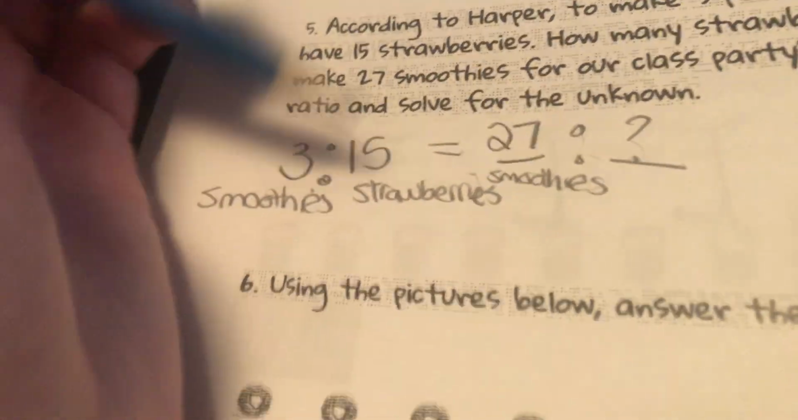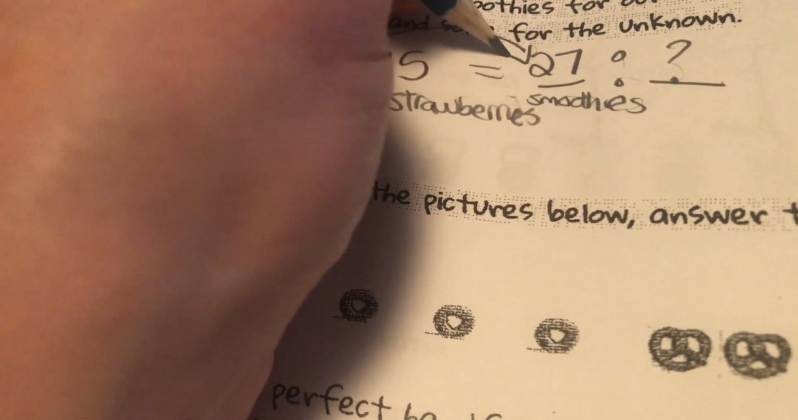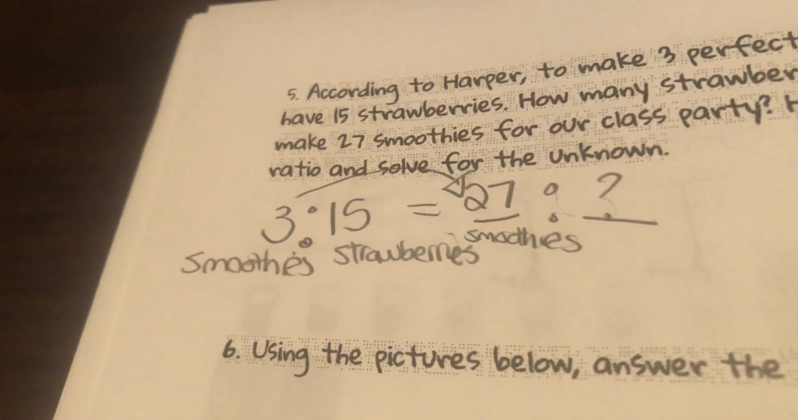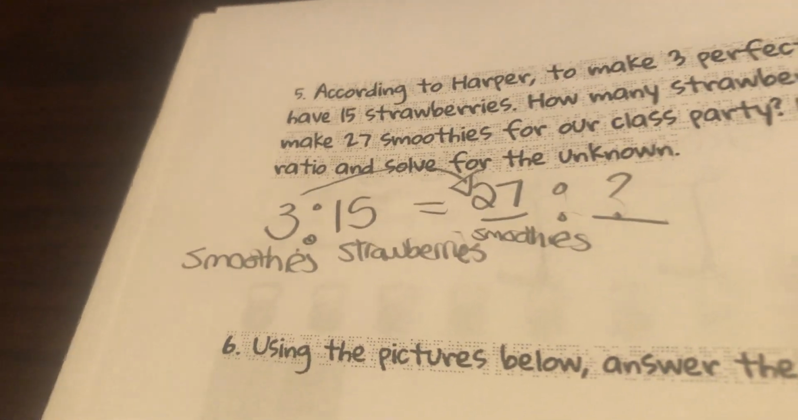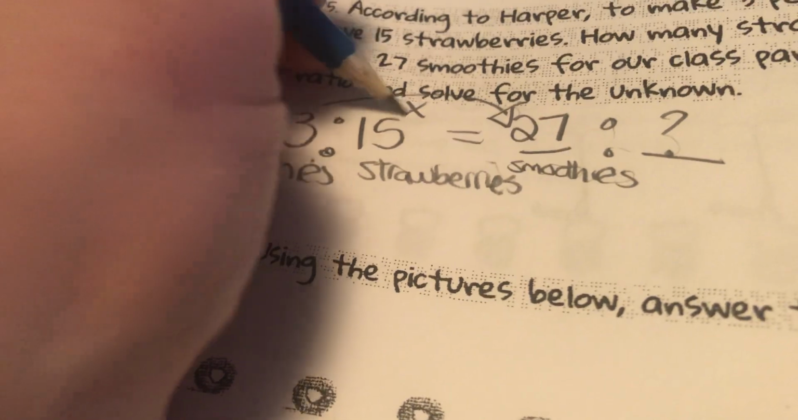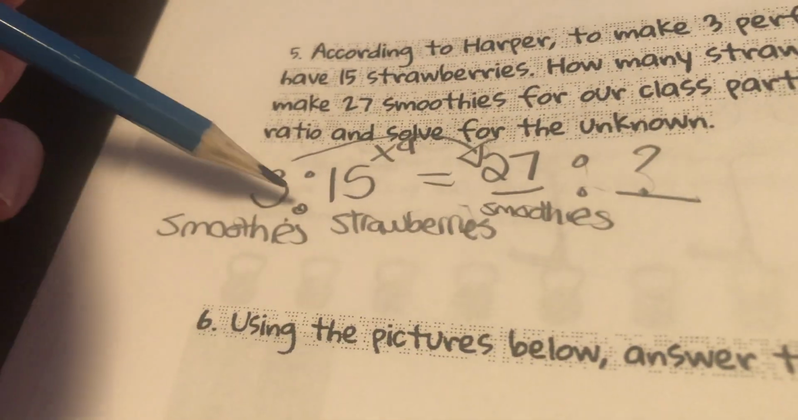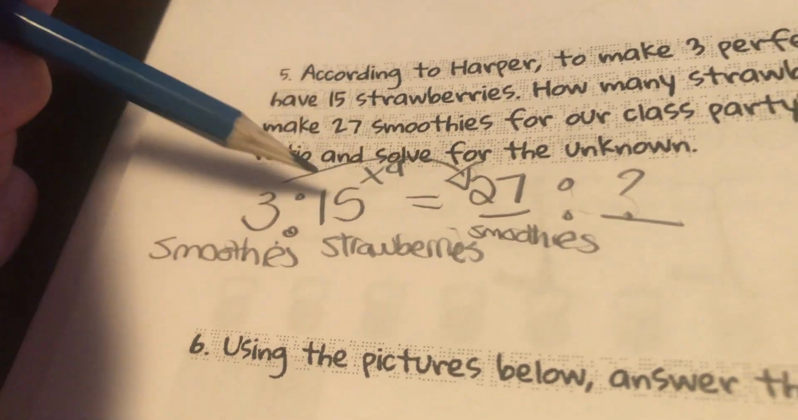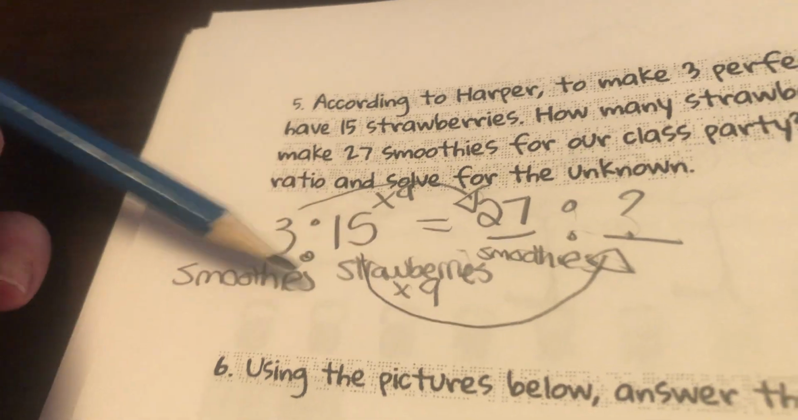So 3 and 27 are on the same side, so I'm going to compare those. Well, if you went from 3 to 27 smoothies, you're increasing how many times? 3 multiplied by what is 27? Well, the answer is 9. If I multiply the smoothies by 9, that means I need to also multiply my strawberries by 9, or they're not going to end up being very strawberry-y. I think that's a word.